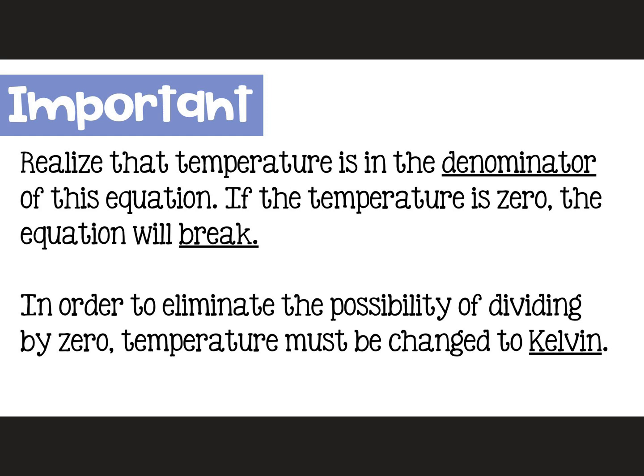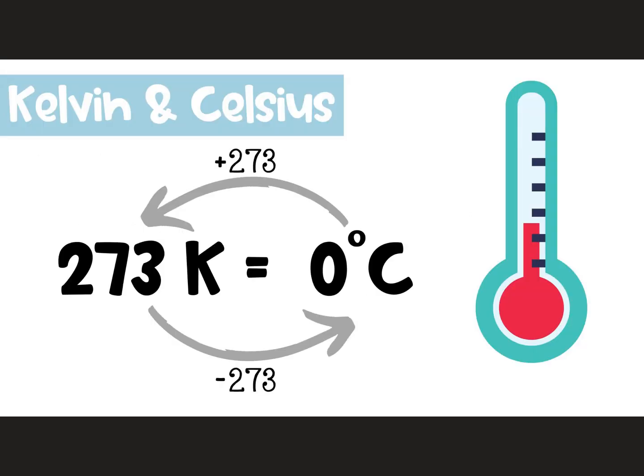In order to eliminate the possibility of dividing by 0, temperature must always be changed to Kelvin. As a reminder, to go from Celsius to Kelvin, you add 273. If you are trying to get back to Celsius, you will need to subtract 273. This is because Celsius can be negative, but Kelvin cannot. It is the absolute temperature.